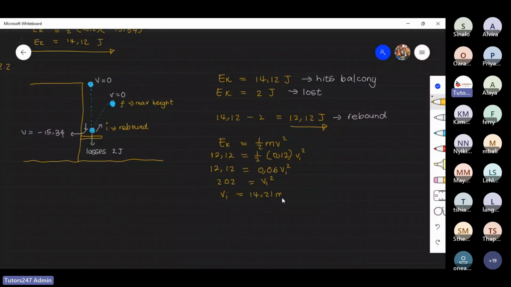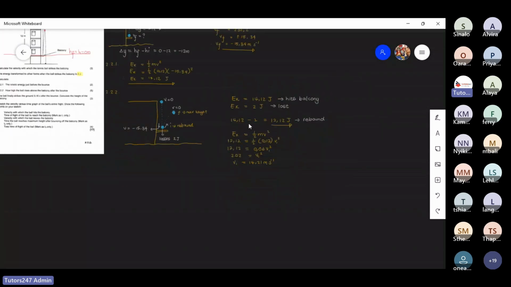So my initial velocity in this particular case is 14.21 meters per second. Please do not confuse the kinetic energy and the velocity. I know they have quite similar values, 12.12 and 14.21. It's not the same thing. Energy and velocity are different. Please keep that in mind.